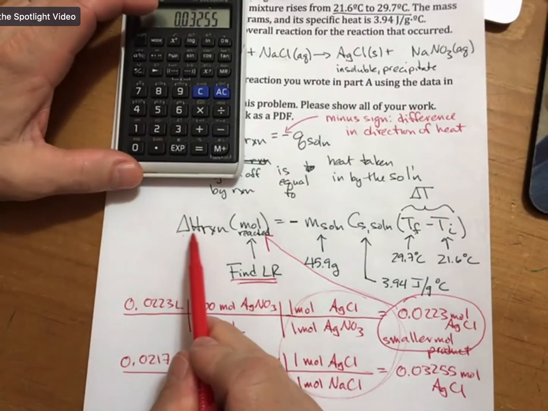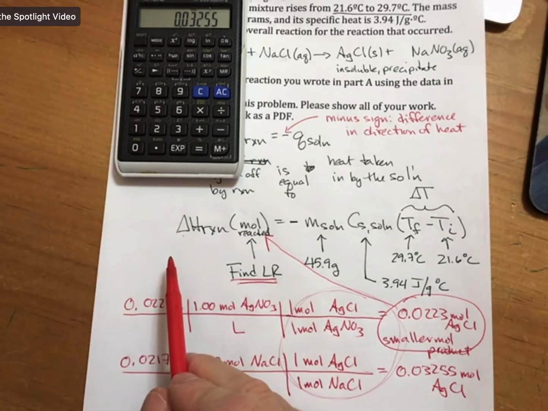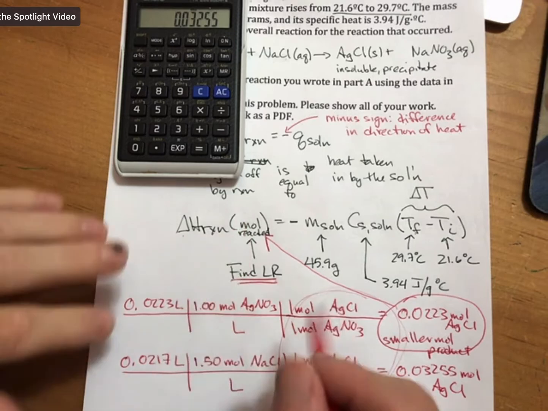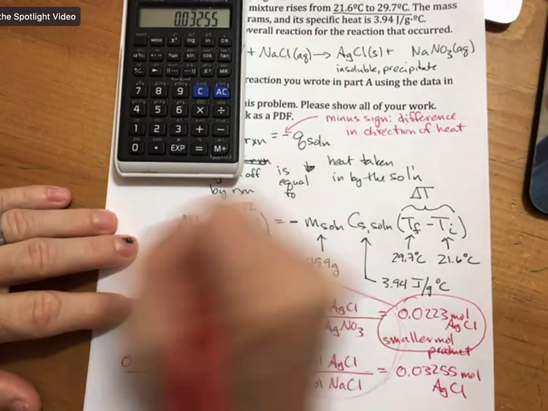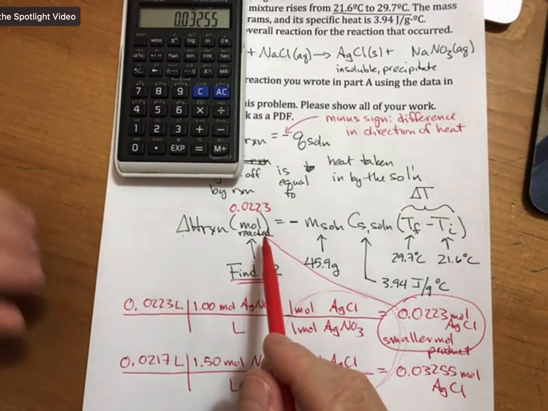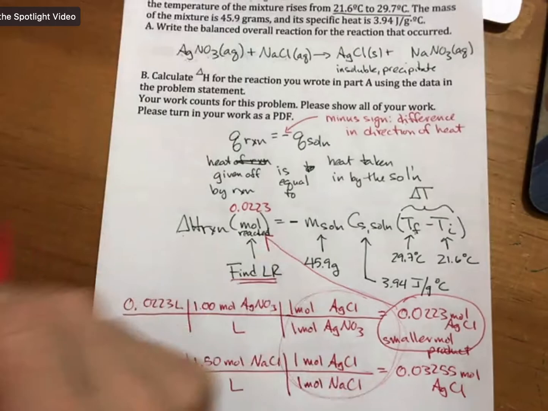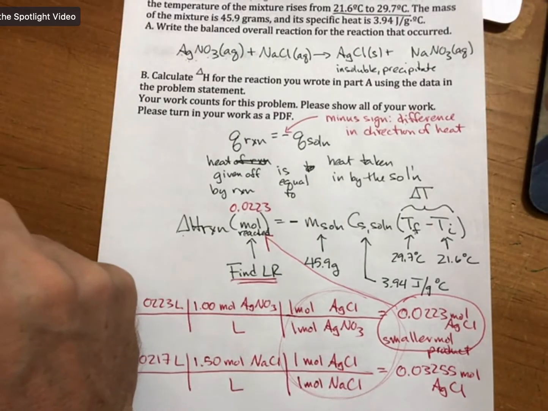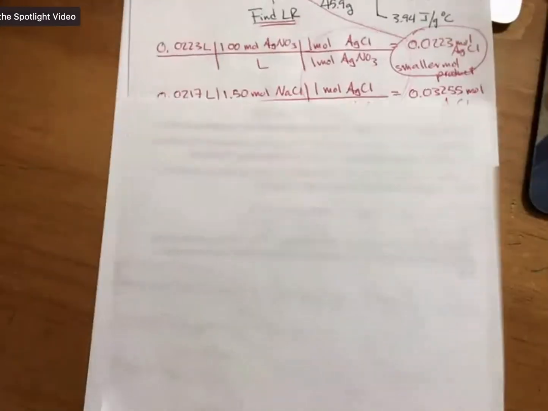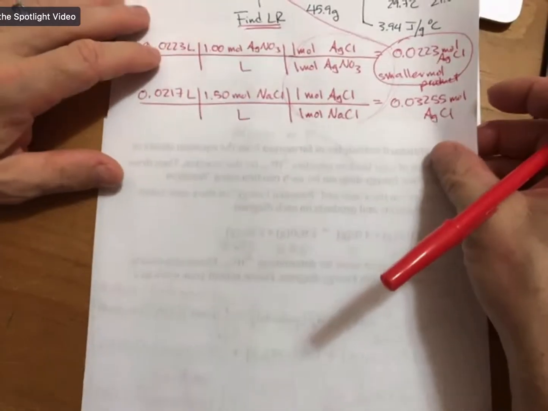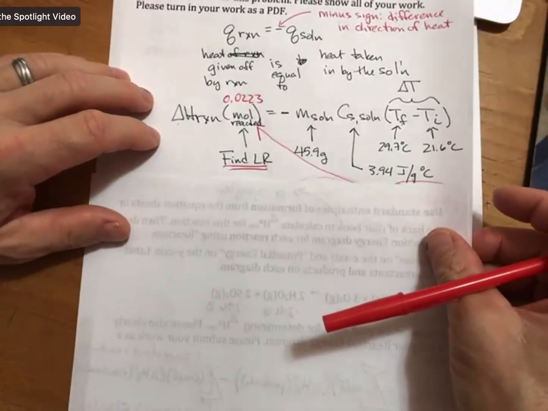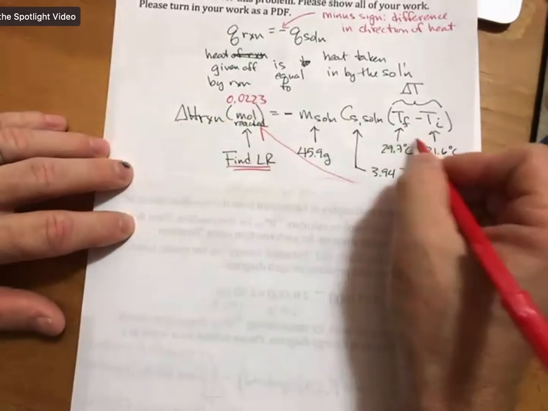And delta H reaction is the only thing we don't know now. So let me just write this in, 0.0223. So we have all of our numbers here. I don't know why, these problems are very long this week. So let's see. I'll show that again in a minute, but now let me write out everything that we have.